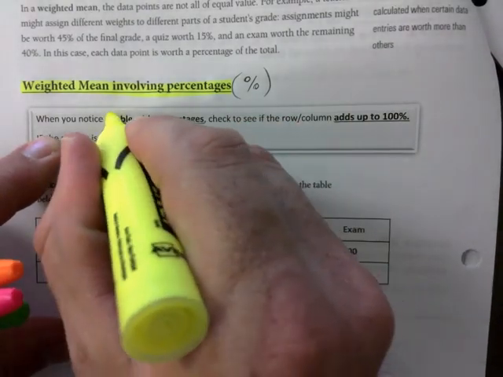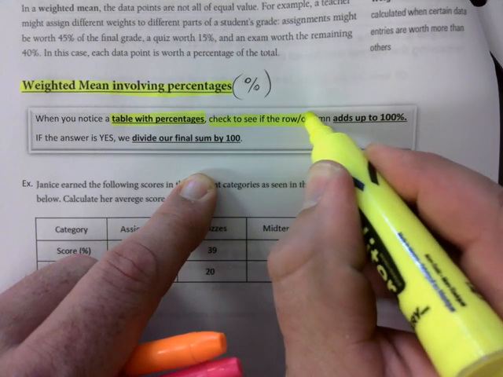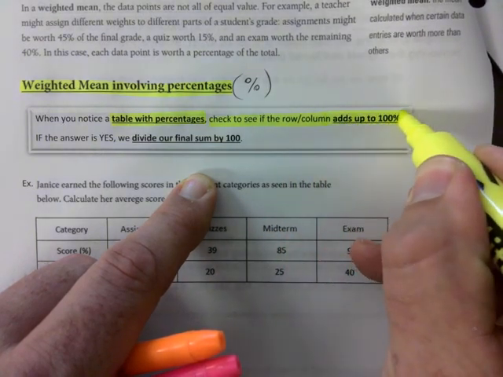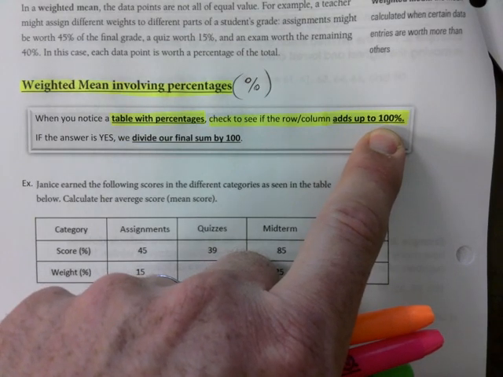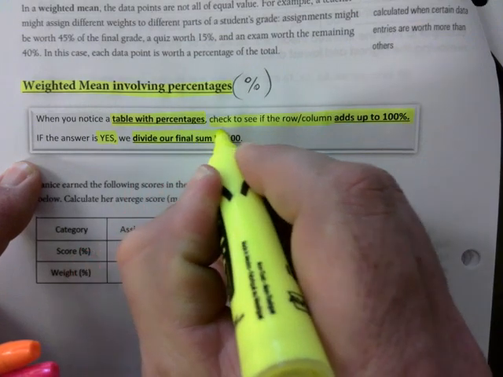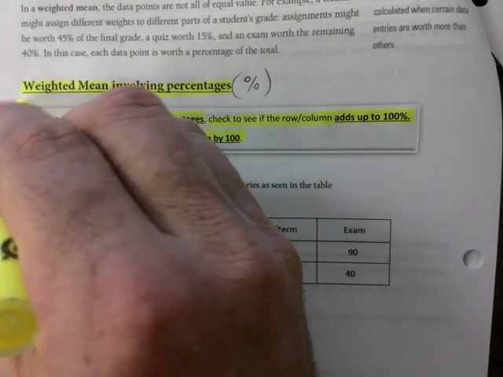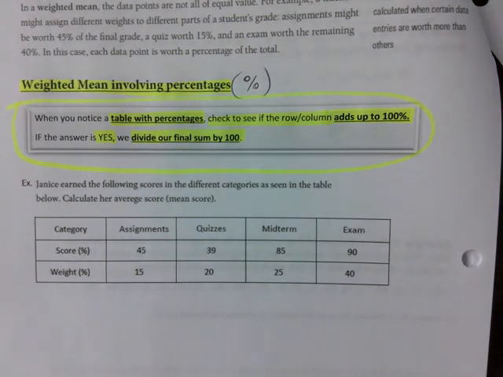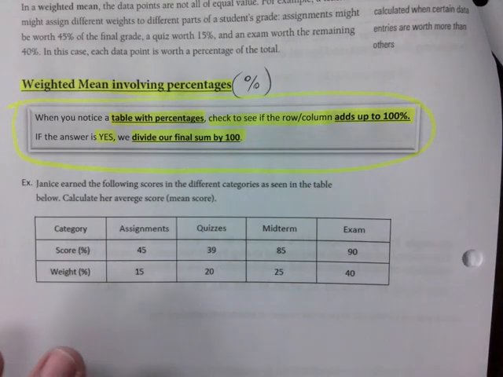When you notice a table with percentages, you're going to check to see if the row or column adds up to 100%. You're following that? You need to make sure you check. If the answer is yes, we will divide our final answer, our final sum, by 100. Just make note of that. I'm going to really emphasize this point. If the answer is yes, we're going to divide our final answer by 100.